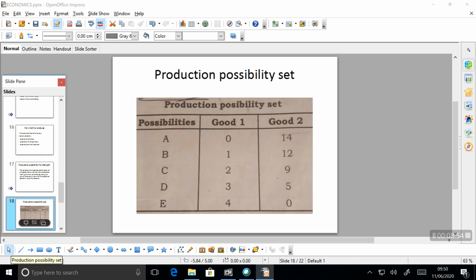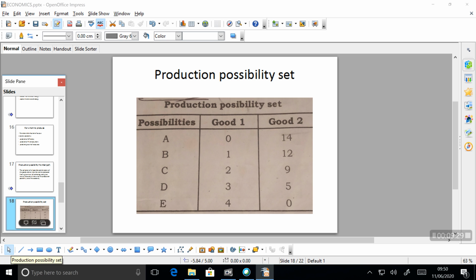For example, possibilities A, B, C, D, E. We want to produce good 1 and good 2. In this table, good 1 and good 2 are the two goods to be produced with the given resources. If all the resources in the economy are used for the production of good 2, it can produce 14 units of good 2 and 0 units of good 1. So the combination of A will be 0, 14.